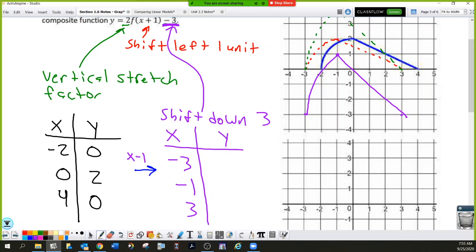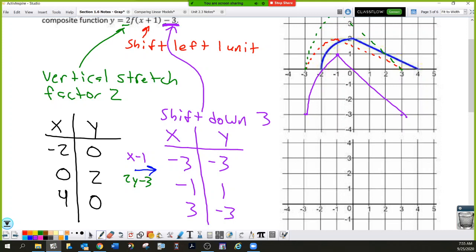And as long as you can follow the order of operations, in order to find the new y's, oh, look at this, I forgot to write factor 2. You literally multiply the y's by 2 and then subtract 3. So you just do 2 times your y value minus 3. So 2 times 0 minus 3 is -3. 2 times 2 is 4, minus 3 is 1. And 2 times 0 minus 3 is -3. And those are the coordinates of the final transformed image.